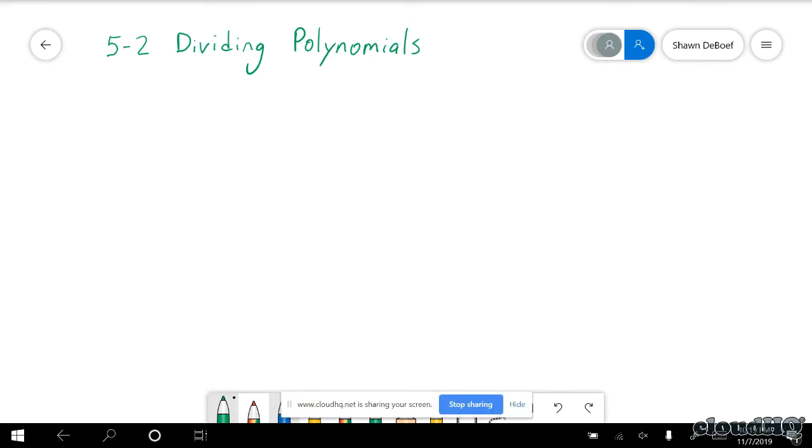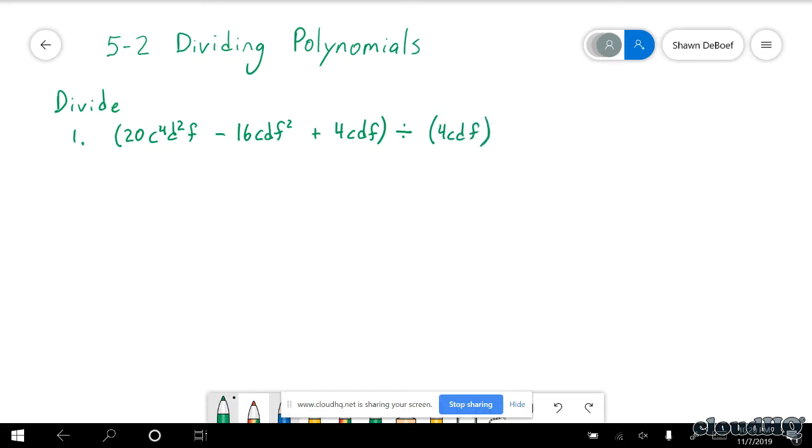All right, we're going to take a look at dividing polynomials in section 5.2. Let's start with this one. All right, and this type of division problem is not the most typical that we're going to see in this section. But what we're dividing by is just one single term. There's a lot of factors in there, but one single term.